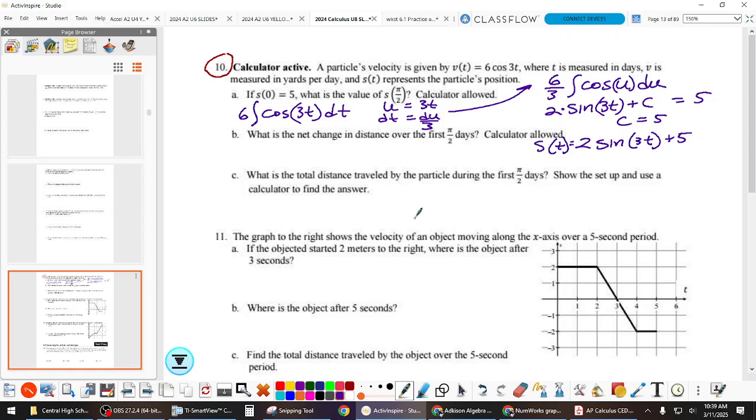Okay. And then what is the value of S of pi over 2? We just plug that in. So 3 pi, so sine of 3 pi over 2 is -1. So this becomes S of pi over 2 times 3. And that is measured in yards.